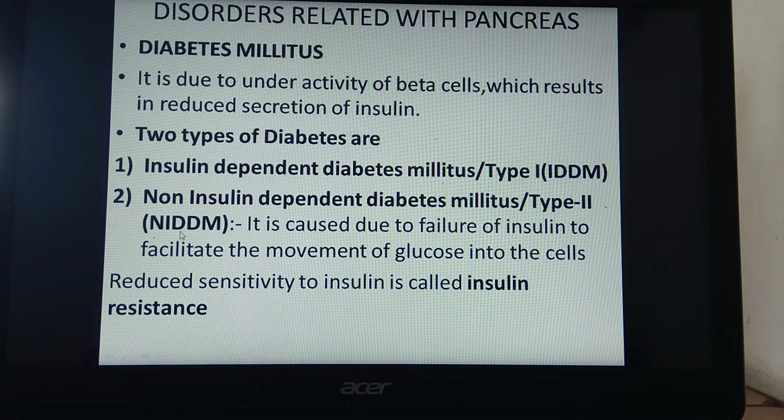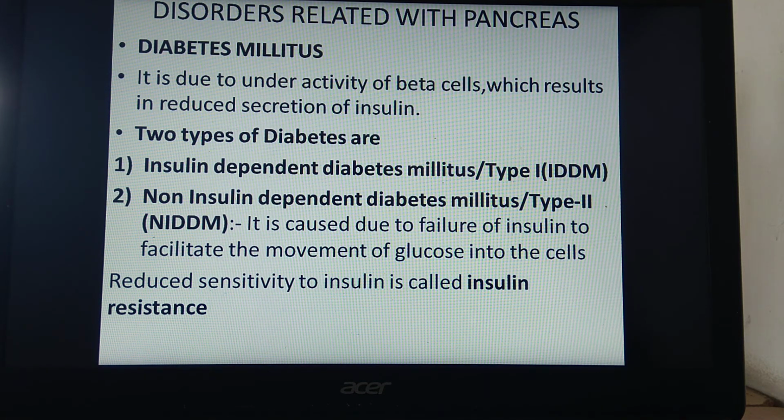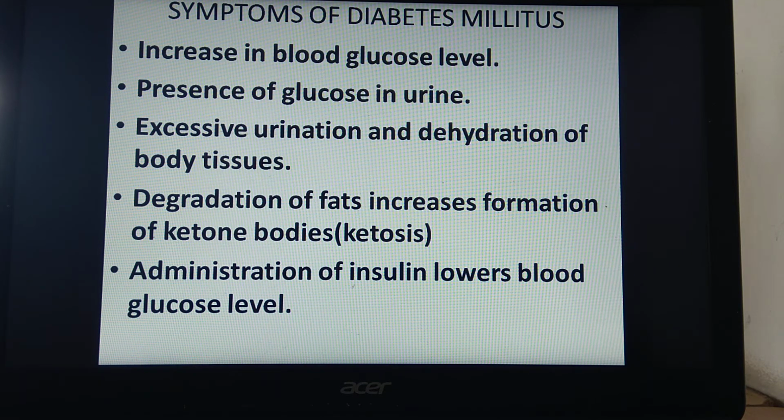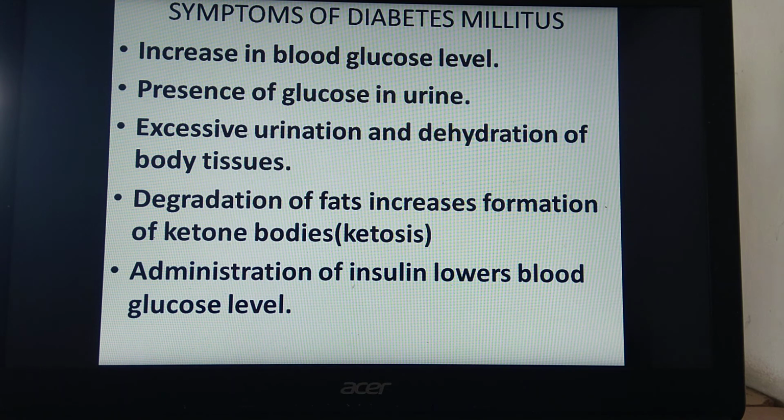That is called NIDDM type of diabetes, that is non-insulin dependent diabetes mellitus. And one more terminology is there, insulin resistance, that is reduced sensitivity to insulin. So these are the disorders related to the pancreas. A note for 2 marks can be asked, or the functions of different cells of the pancreas can be asked for 1 mark. Now what are the symptoms of diabetes mellitus?